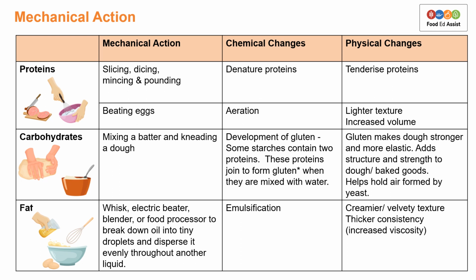Fat is our next one that can be manipulated with mechanical action. We can whisk, electric beat, blend, or use a food processor to add oil to food. And we usually do that when we make mayonnaise. And the chemical change that occurs then is emulsification. So we drip the oil in while mixing very quickly, and this disperses the oil evenly throughout the liquid. It makes the mayonnaise creamier, and it gives it a really velvety texture and a thicker consistency or increased viscosity. And that's the physical change produced because of emulsification.